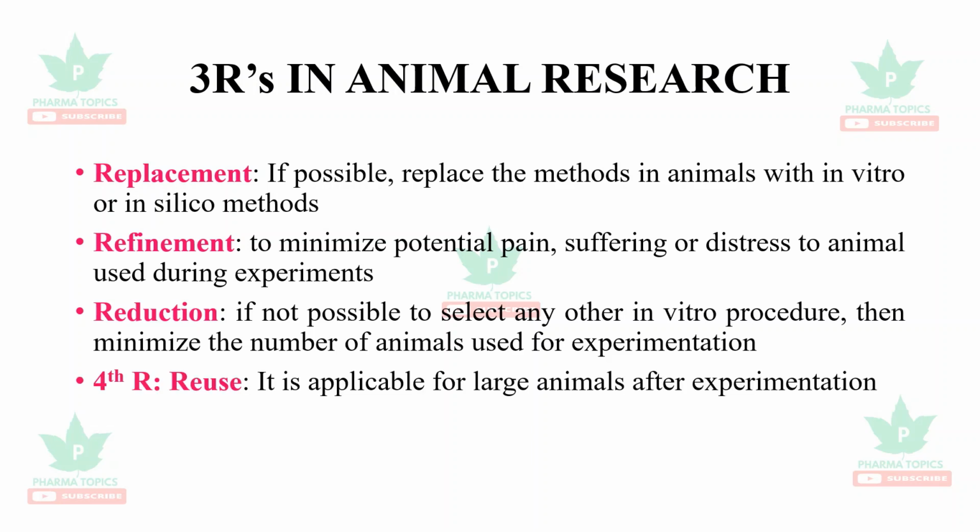Actually, there is a 4th R, that is reuse. It is applicable for large animals after experimentation. For example, dogs could be adopted by those who want pet animals. So they could be adopted after experimentation.